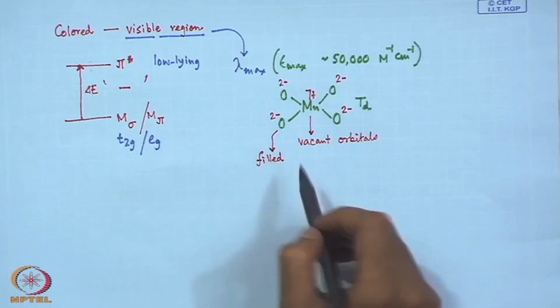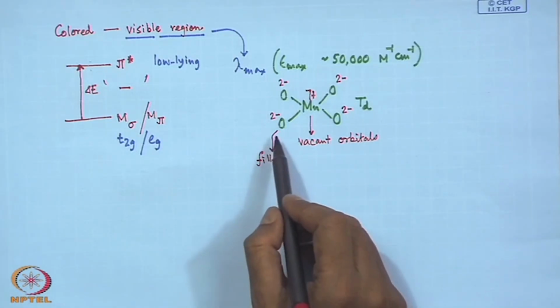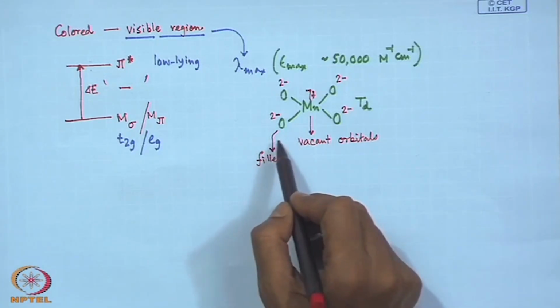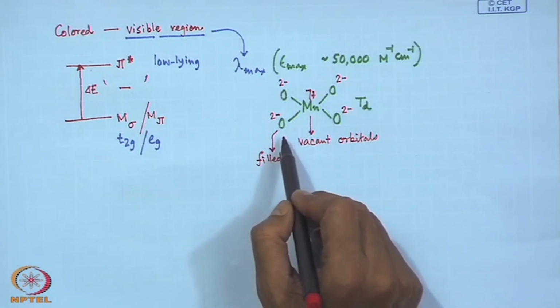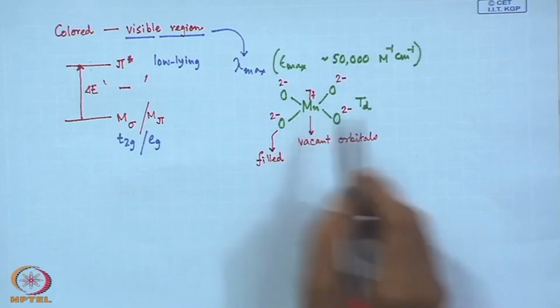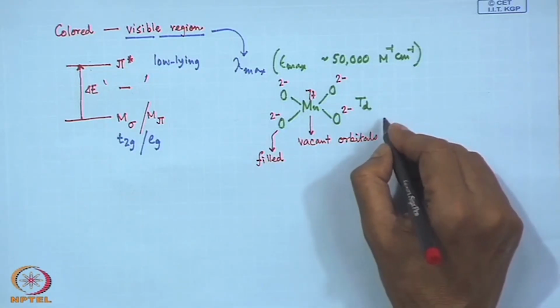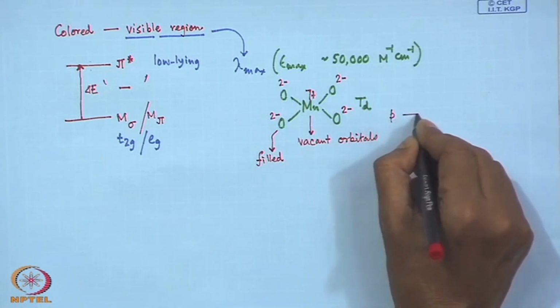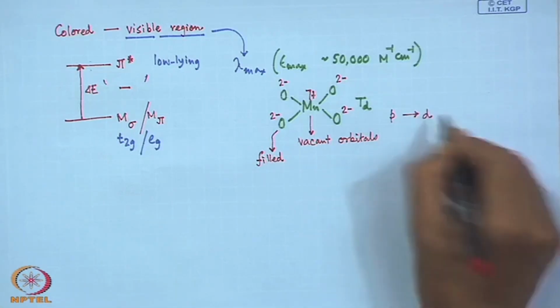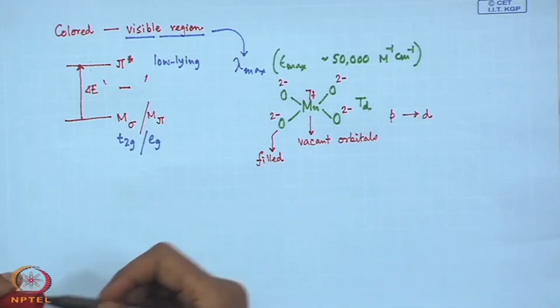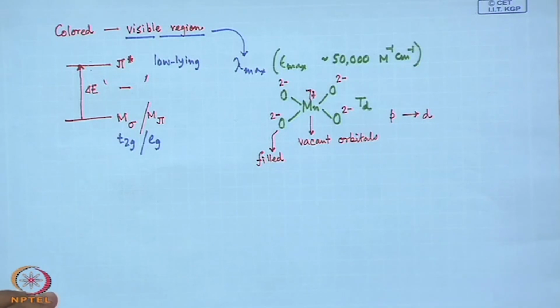So, oxygen orbitals, basically the corresponding s and p orbitals. The p orbitals are available for donation to the metal centers. So, the transition is completely p centers to d of the metal ion. So, it is a highly favored transition. So, we have a huge intensity for this transition from the oxygen to the manganese center.